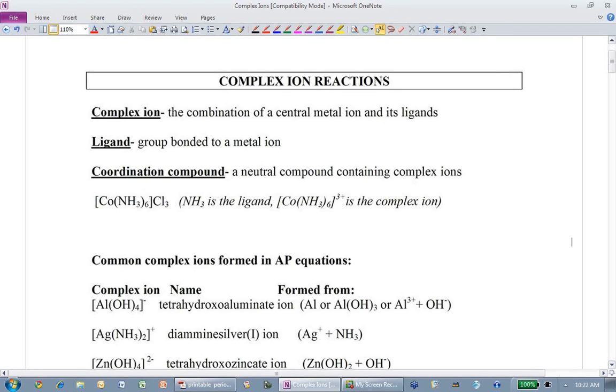Well, it's a combination of elements that come together to make an ion, and the combination is going to have a central metal ion, where the Roman numeral is going to tell you the charge.